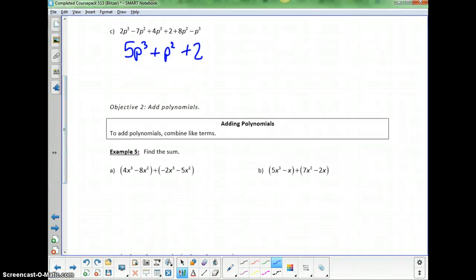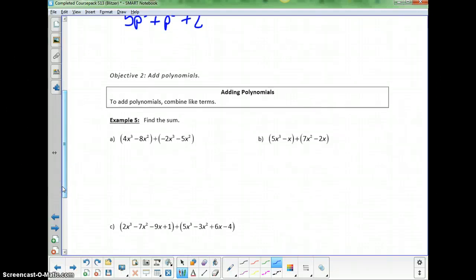In the next objective, we're looking at adding two polynomials, and this is going to turn out to be exactly the same thing as combining like terms. These are two polynomials separated by parentheses, but the parentheses don't really mean anything, they're just grouping them. So let's go ahead and combine the like terms to add them up. So I've got 4x cubed minus 2x cubed, or plus negative 2x cubed, is a total of 2x cubed. Then a negative 8x squared plus a negative 5x squared will be a negative 13x squared.